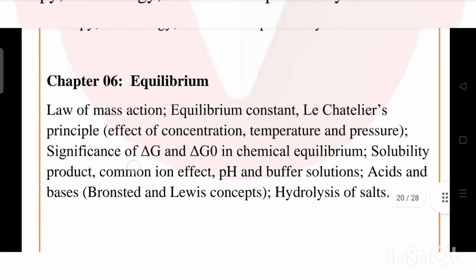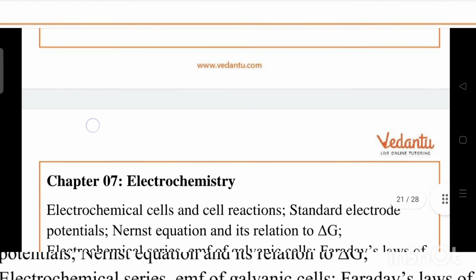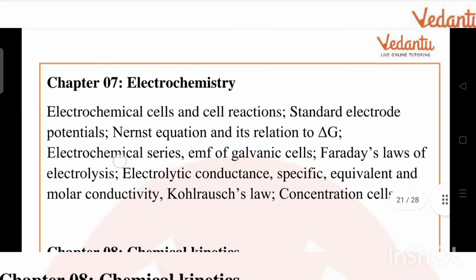Chapter 6 is equilibrium. In this chapter, we will learn about the law of mass action, equilibrium constant, Le Chatelier's principle, effect of concentration, temperature and pressure, significance of delta G and delta G0 in chemical equilibrium, solubility product, common ion effect, pH and buffer solution, acids and bases, Bronsted and Lewis concept, hydrolysis of salts. These all topics are covered in this chapter.